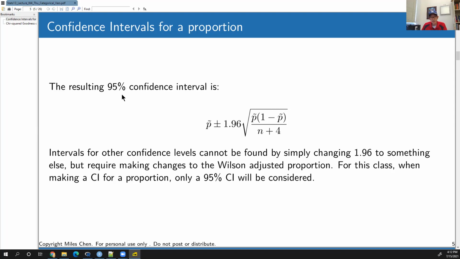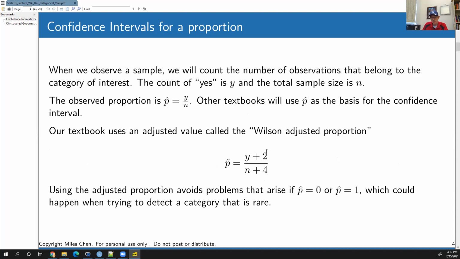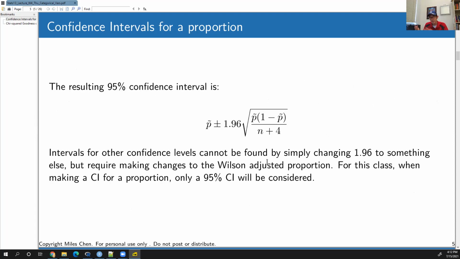As far as our class goes, we're just going to stick with the 95% confidence interval. You can read the textbook, which covers what you are supposed to do if you want a 90% confidence interval or a 99% confidence interval. To change the confidence level, it's not as simple as just switching 1.96 to something else; you actually have to adjust the way you calculate your Wilson adjusted proportion. So it becomes a little bit more complicated. It's not too hard, and it's covered quite well in the textbook, but I'm not going to test you on that.